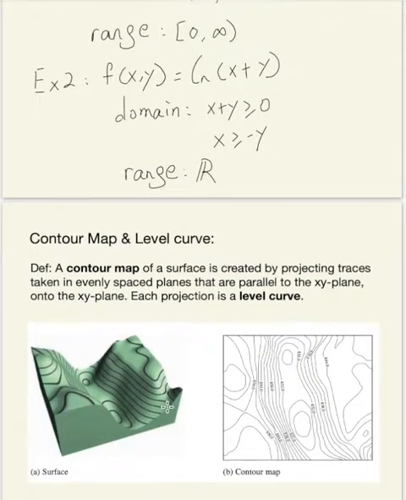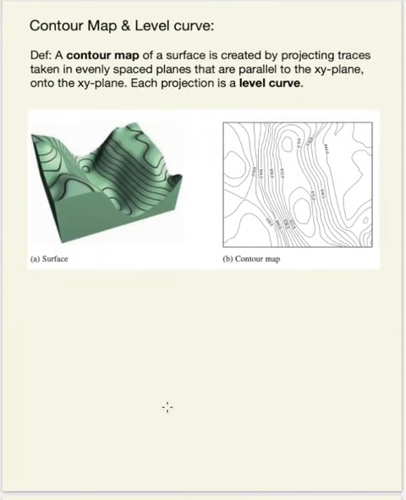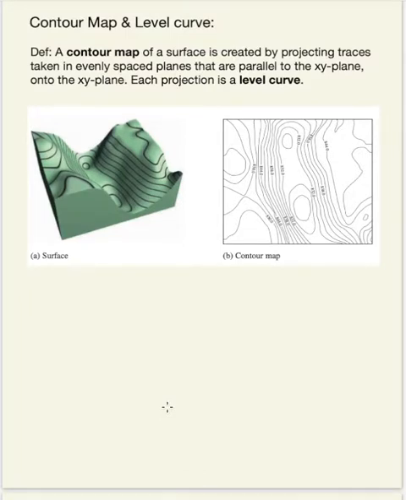Okay, next we have contour map and level curve. For functions of usually two variables, we can define a contour map and the level curves. Now here's the definition. A contour map of a surface is created by projecting traces taken in evenly spaced planes that are parallel to the xy plane onto the xy plane. Each projection is a level curve. Now that sounds quite technical, so let's see what it actually means.